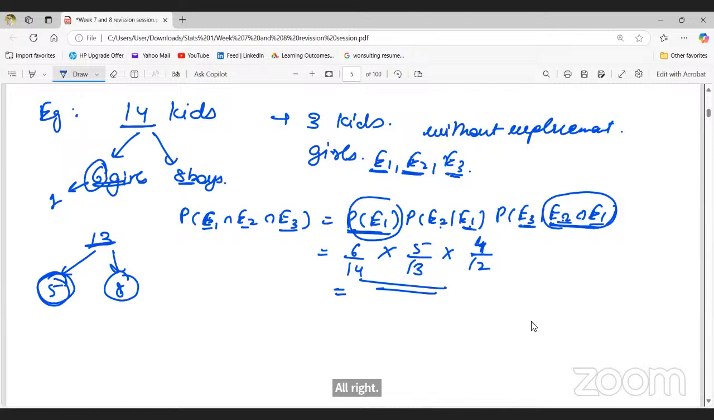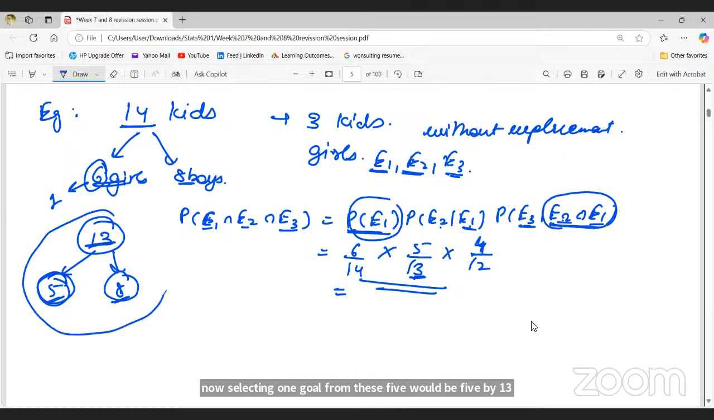Similarly, one girl is already out. So in total we have 5 remaining girls and 8 boys. So in total we have 13 kids. Now selecting one girl from these 5 would be 5 by 13. According to this condition, we are choosing only girls. And after that, 4 by 12.